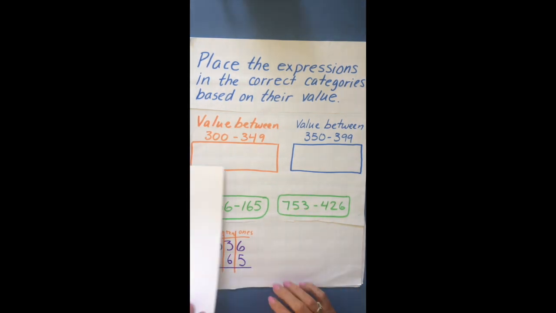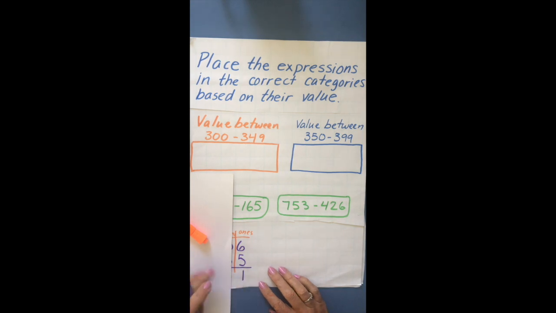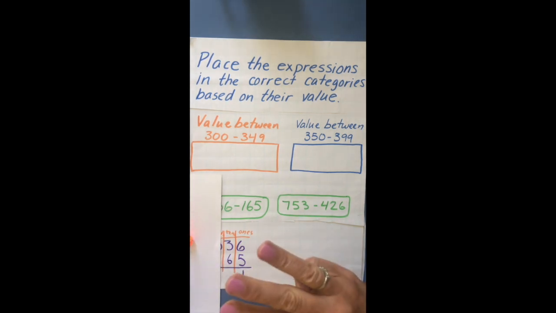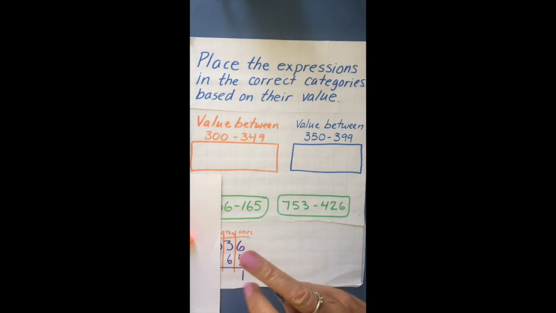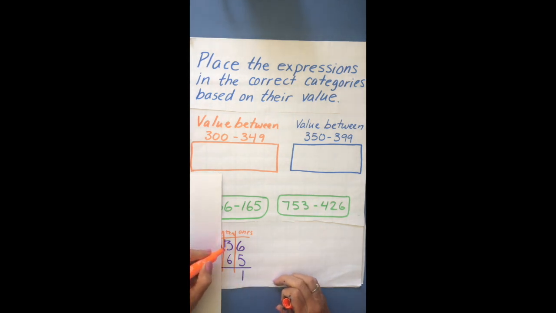Remember, I always go to the ones house first. So I have 6, and I can take away 5. I'm left with 1. Now I go to the tens house. I have 3. Can I take away 6? 1, 2, 3. No, I can't. So I have to go next door to the hundreds house and grab 10 more. Now I can do the tens. So it's 13, take away 6. So 13, 12, 11, 10, 9, 8, 7. So this answer's 7.